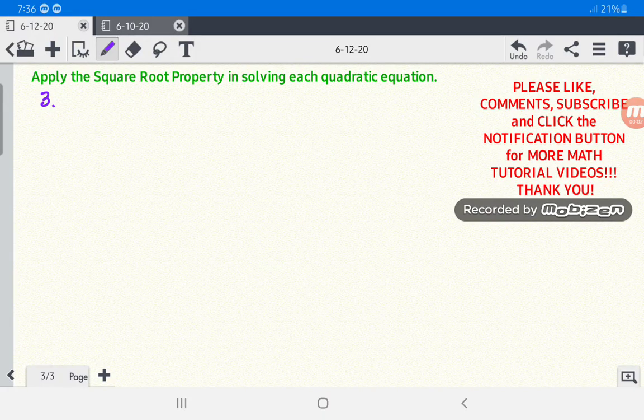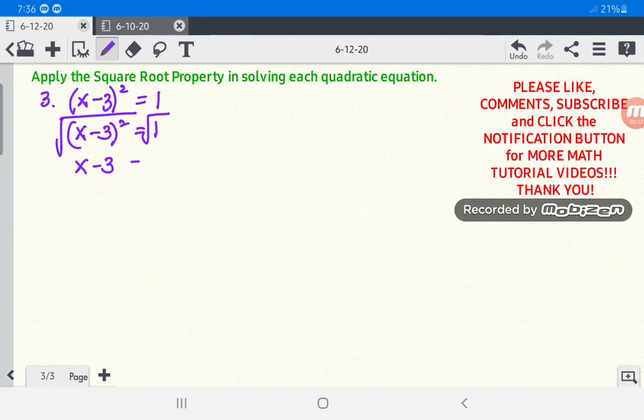Number 3, we have x minus 3 squared equals 1. So here you will just get the square root of both sides. So x minus 3 squared equals 1. The square root of x minus 3 squared, that is x minus 3. Then the square root of 1, that is positive or negative 1.